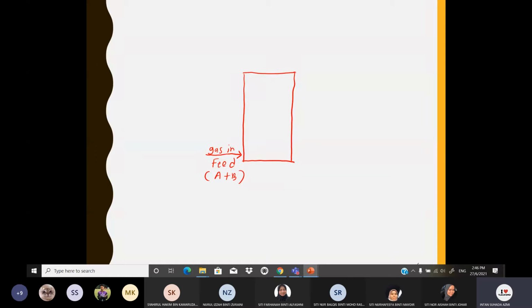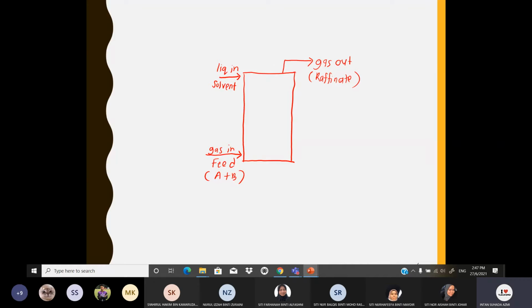This is the gas inlet, so it will be contacted with your liquid. You have liquid here, or what we call the solvent. Your gas will interact with your liquid. Then you will have gas out here, which we denote as raffinate.